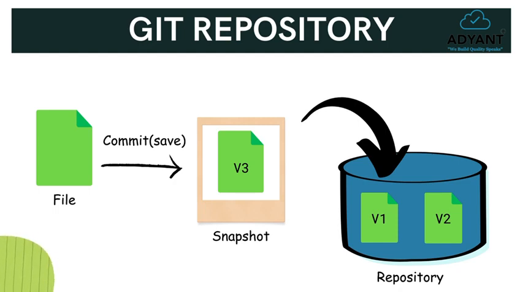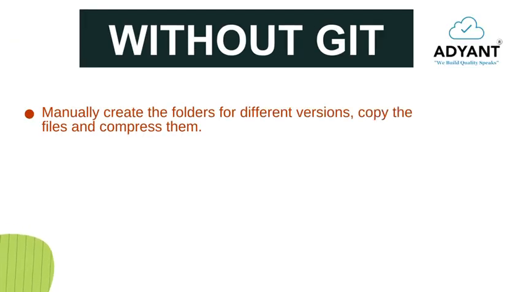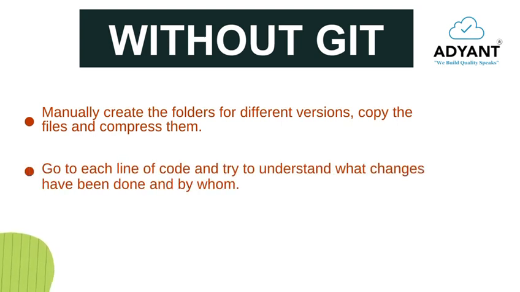If we don't use Git and try to work on different versions of the file, then we will have to create different folders for different versions. And we will also have to manually compress the files to save disk space. When we use Git, Git automatically creates the compressed copy of the file, so it does not take a lot of space on the disk.